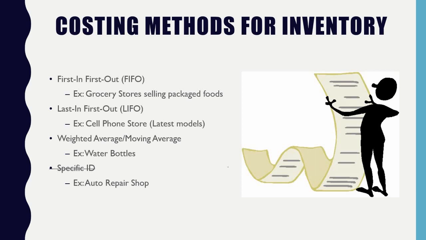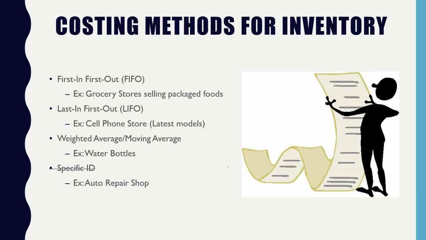So in this case, specific ID is a little more complicated than what you see in the others, so I'm not going to teach you that. I'm only going to teach you these three here, which are FIFO, LIFO, and weighted average / moving average, okay? However, specific ID exists, okay? That's all I need you guys to know.